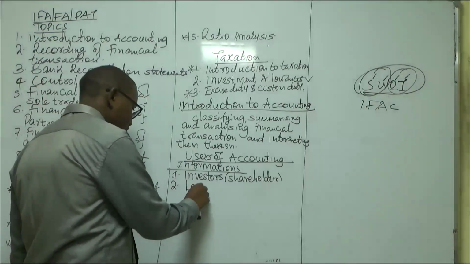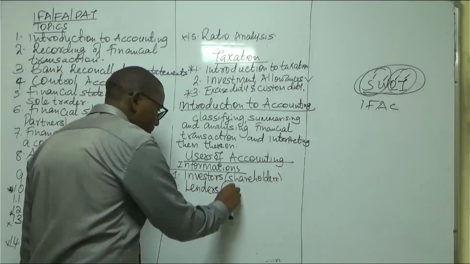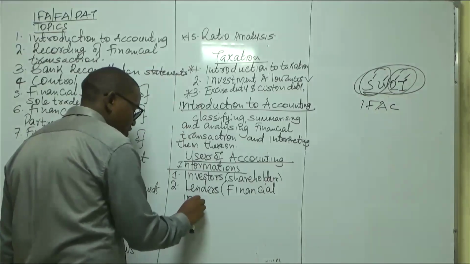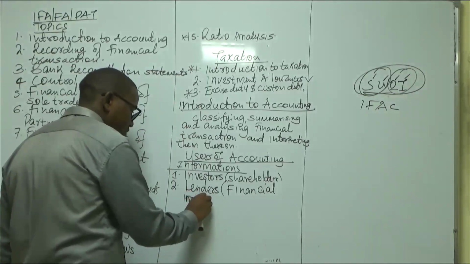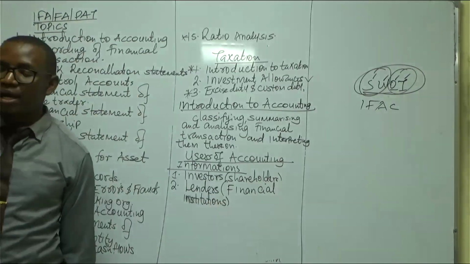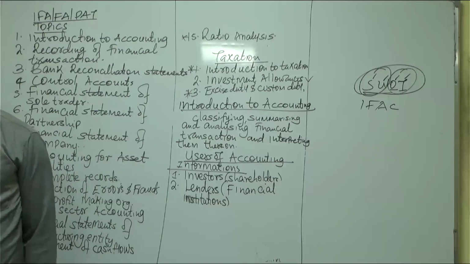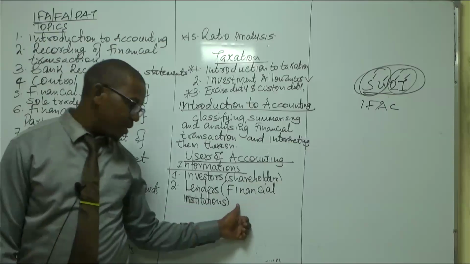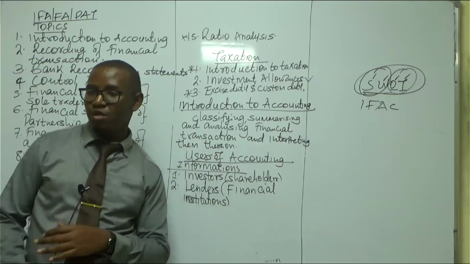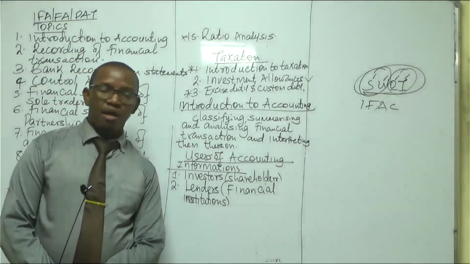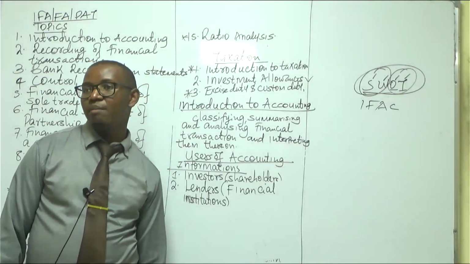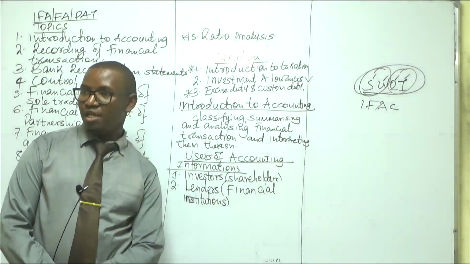The other one, number two, is what we call the lenders. In simple terms, I'm talking about the financial institutions, we are talking about the banks. Why do they require accounting information? Come to a bank, they want to know whether you have the ability to pay the loan. Generally, they are determining your creditworthiness. And also they want to determine the value of the assets that you can use as a collateral, or as a security in obtaining the loan capital.